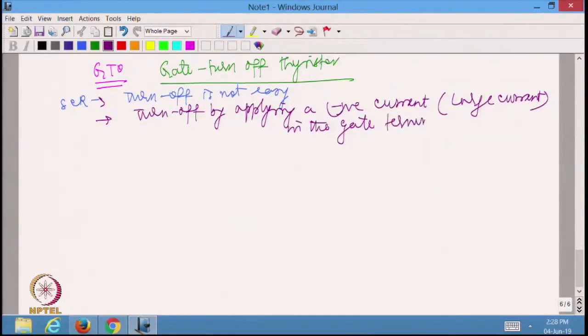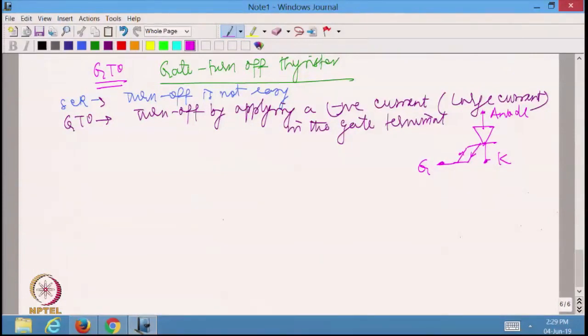So, by applying a positive current in the gate terminal, which is a small current, we are going to turn on, whereas in GTO we will be able to turn it off by applying a large negative gate current. The GTO symbol is somewhat like this. This is the normal SCR symbol we see, but here the gate is going to have one arrow showing the current inward, the other showing the current outward, and this is the gate, this is the anode and this is the cathode.